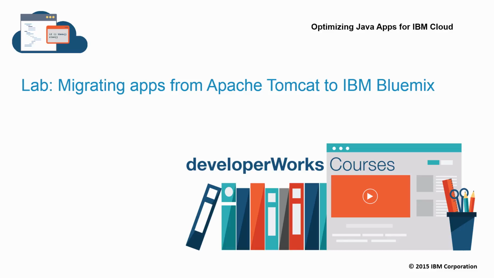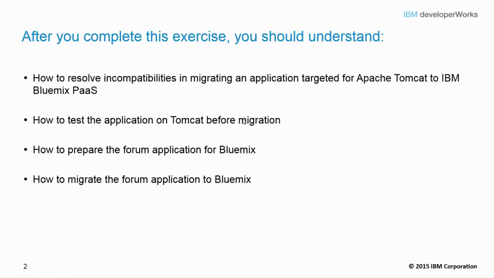Hi, today, as a part of optimizing Java applications for IBM Cloud, we're going to review migrating a simple application from Apache Tomcat to IBM Bluemix. After you complete this exercise, you should understand how to resolve incompatibilities in migrating an application targeted for Tomcat to IBM Bluemix. And secondly, how to test the application on Tomcat before migrations.